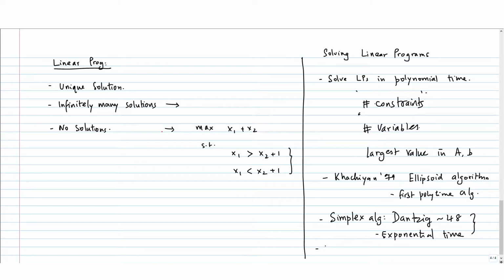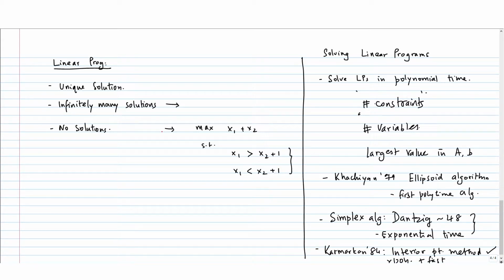Karmarkar, I think in 84, came up with what is called the interior point method, and the interior point method is both polynomial time and fast. So there are three ways to solve linear programs.